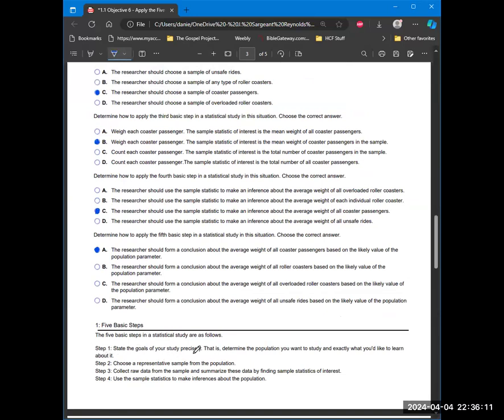All right. So again, here are the 5 basic steps we've been talking about here. Step 1 is to state the goals of your study precisely, and that is, you need to determine the population you want to study and exactly what you want to learn about it. Step 2 is to choose a representative sample of the population. Step 3 is to collect raw data from the sample and summarize that data by finding sample statistics of interest, things like means, right? Standard deviations, percentages of people that responded favorably or unfavorably, things like that. And then use the sample statistics to make inferences about the population.